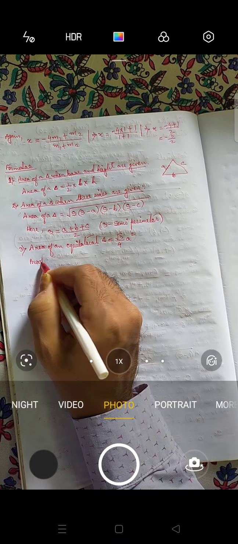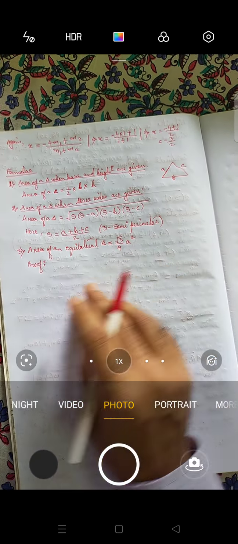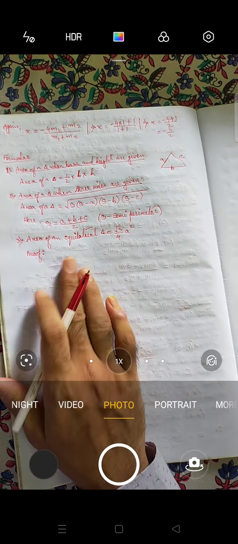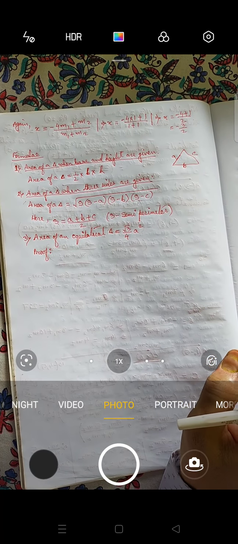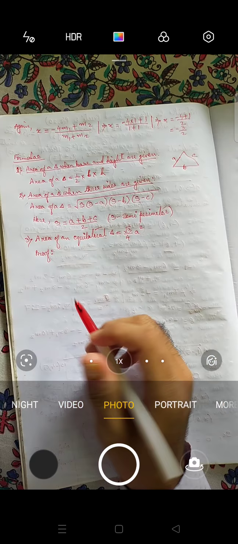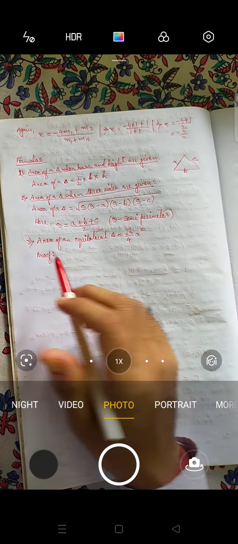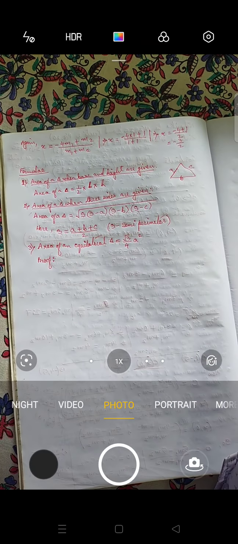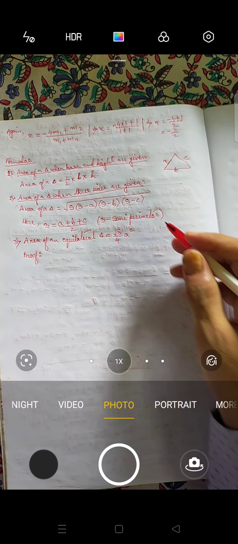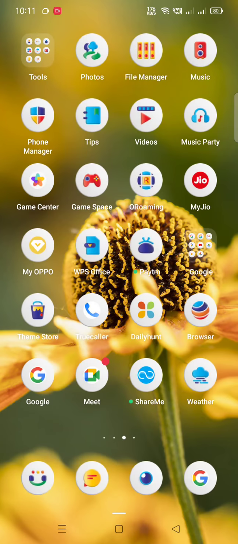How to prove? This is the formula. Yes, you have to write this one. Now this is the formula. From where have we got this formula? So this is the derivation, that means the proof of the area of an equilateral triangle, that is root 3 by 4 a square.